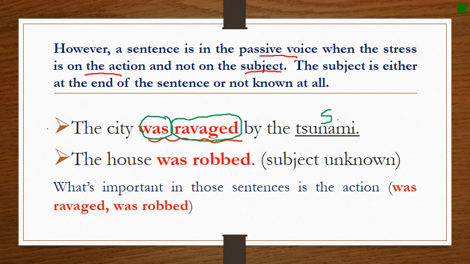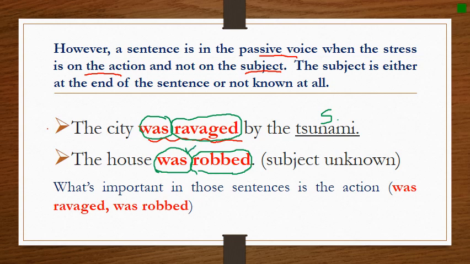The house was robbed. It was stolen. There is no subject here. Do we know who stole the house? No, we do not care. All we care about is that the house was robbed. So this sentence is in the passive voice. The subject is totally unknown.